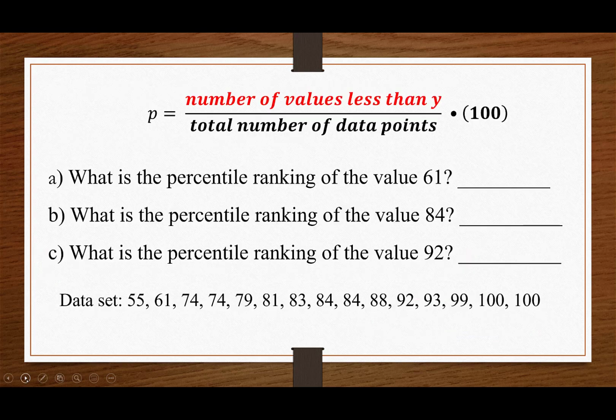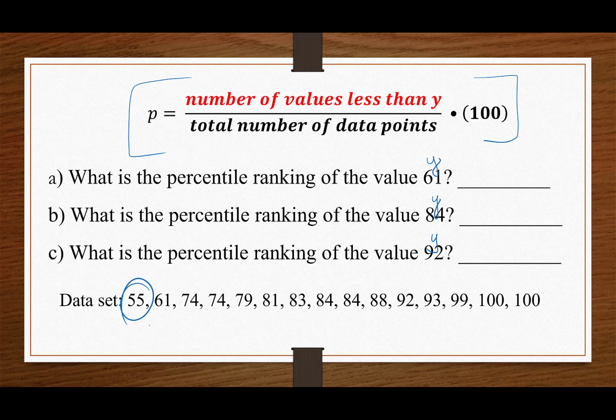Okay, so let's take a look at these three examples. Notice that I have that formula up top. In each of these questions, one value from the list of data below has been given. In the formula, we are calling these values the y variable. So question A says, what is the percentile ranking of the value 61? So the ratio that I'm going to set up is I'm going to count the number of values less than 61. Well, that's easy. There's only one less than.